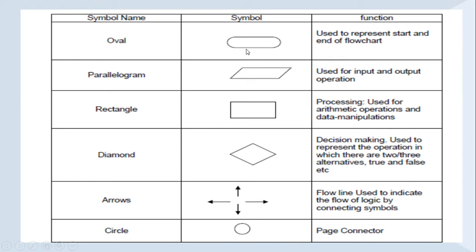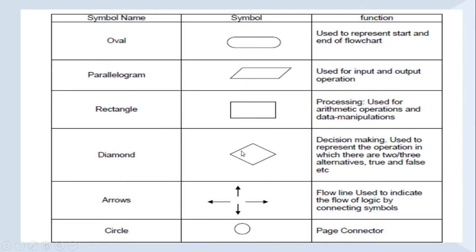This oval shape is used to represent the start and end of a flowchart. This parallelogram is used for input and output operations. Rectangle indicates the processing step. That means arithmetic operations and data manipulation operations, etc.